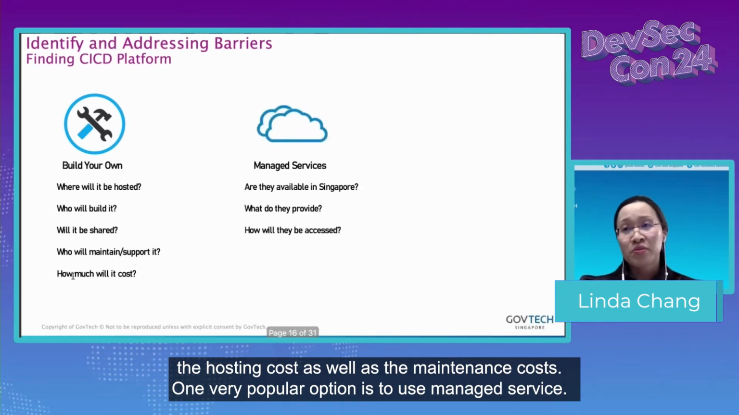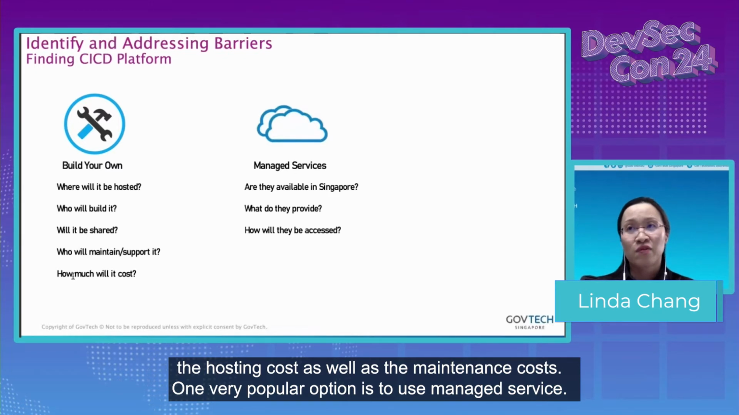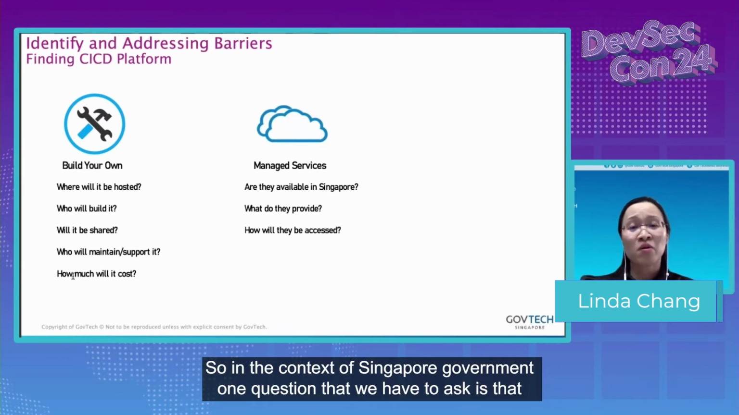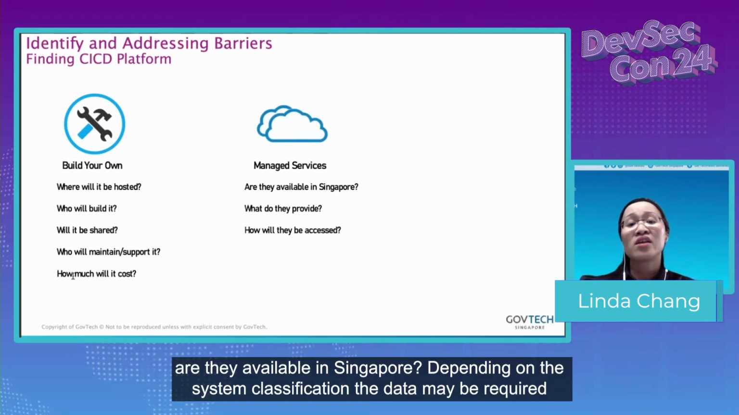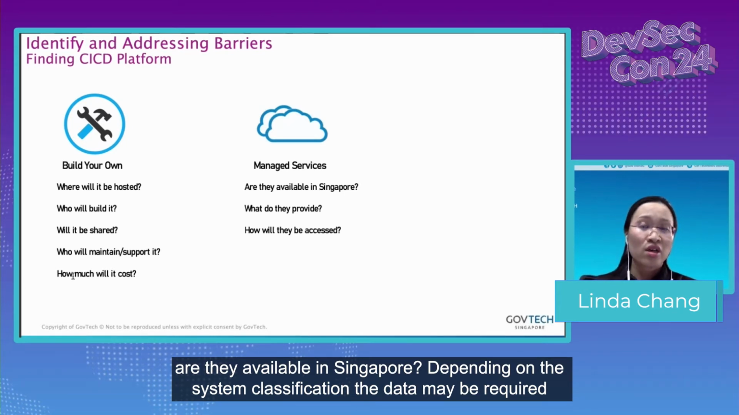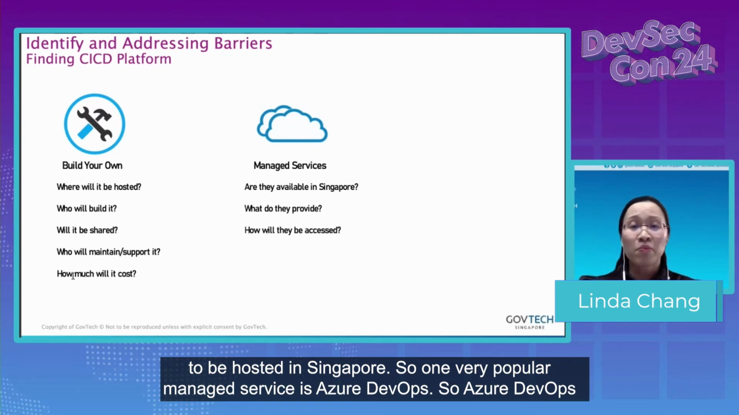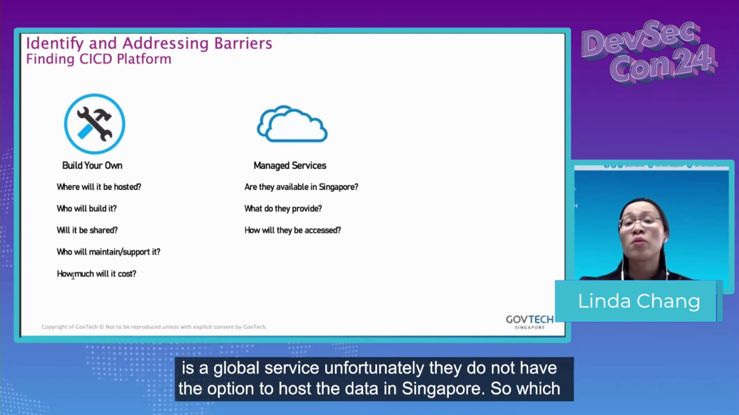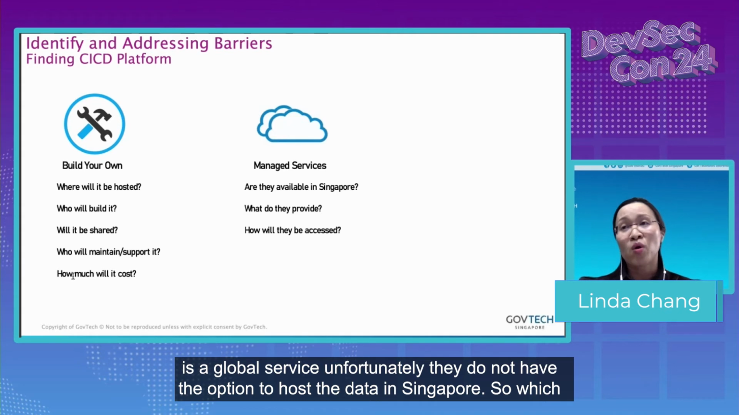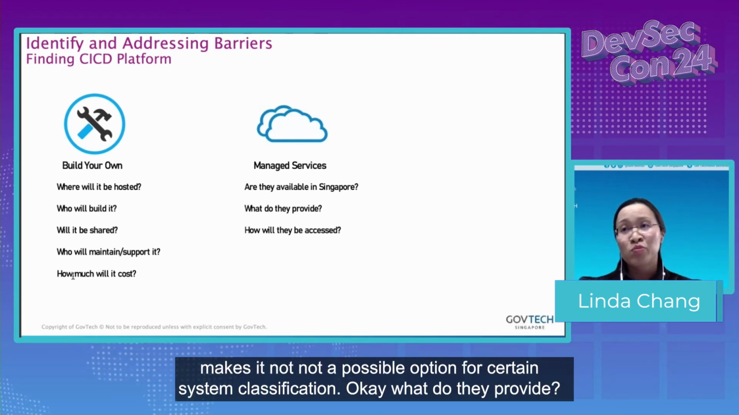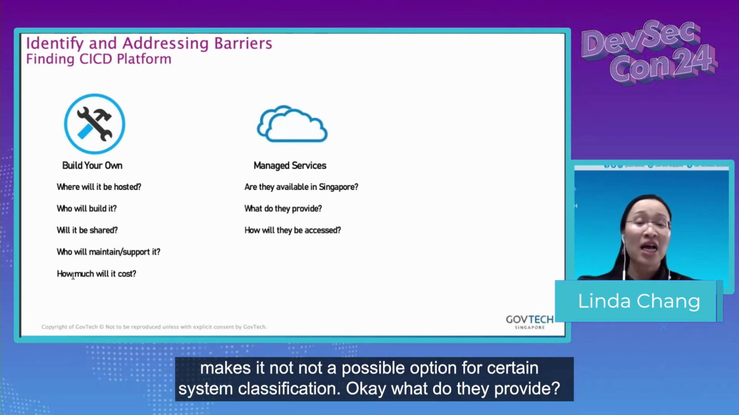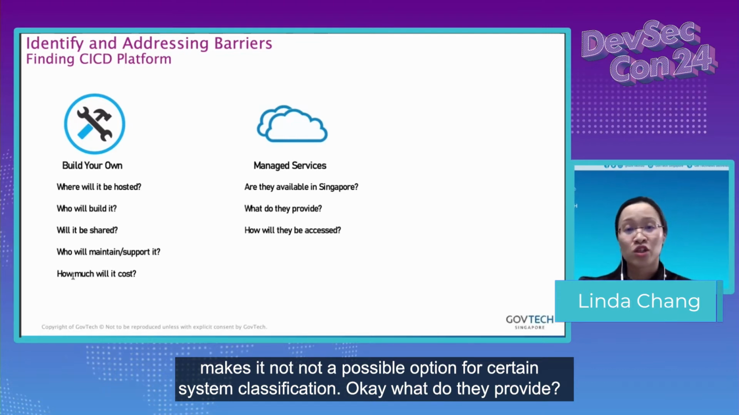One very popular option is to use a managed service. So in the context of the Singapore government, one question that we have to ask is, are they available in Singapore? Depending on the system classification, the data may be required to be hosted in Singapore. One very popular managed service is Azure DevOps. Azure DevOps is a global service. Unfortunately, they do not have the option to host the data in Singapore, which makes it not a possible option for certain system classifications.